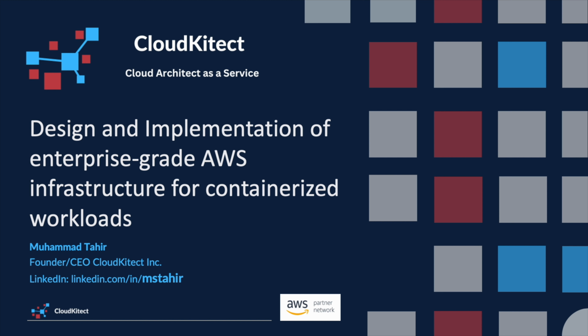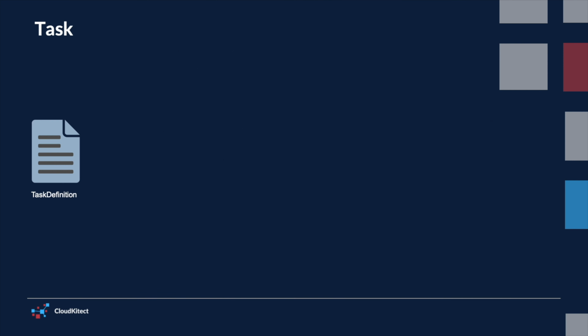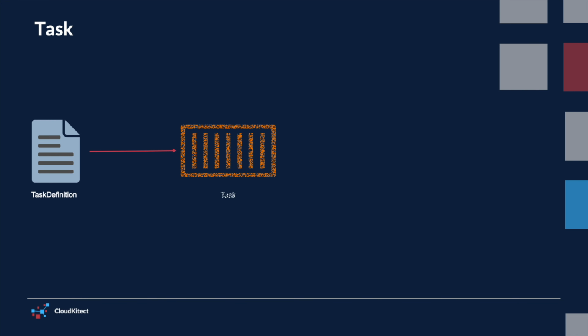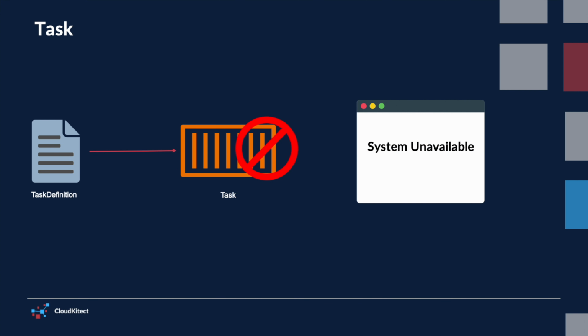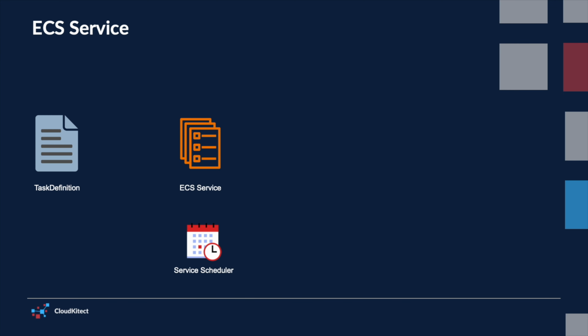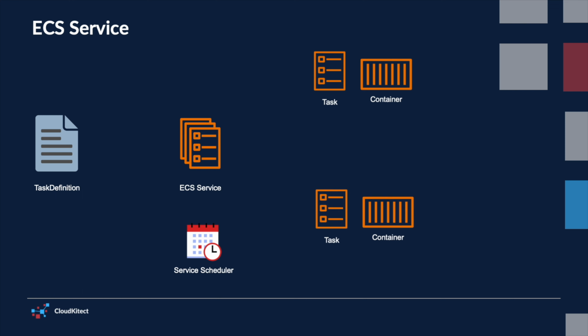In this session, we will learn how to use ECS Service to ensure our desired number of tasks are running at all times. So far, we have seen how to run task definition as a single task. If the task is stopped, our system is unavailable, unless someone starts another task manually. This is not optimal. You can use an Amazon ECS service to run and maintain a specified number of instances of a task definition simultaneously in an Amazon ECS cluster.